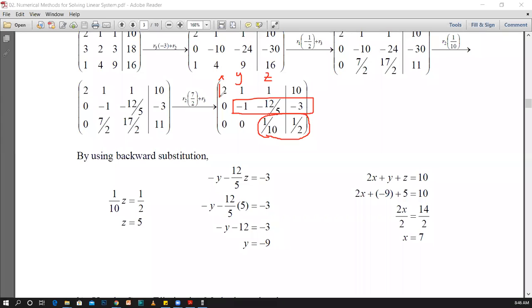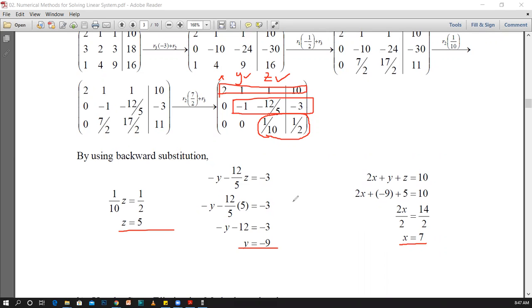Now we can move to the first row to obtain the value for x. It is because now we know the value for y as well as the value for z. If you use the first row, you can make this 2 times x plus y plus z equals plus 10. Now, in the places of y and z, you can use the values obtained at the previous stages: y equals minus 9, z equals 5. You can substitute those values, and you will end up with the calculation as x equals 7.